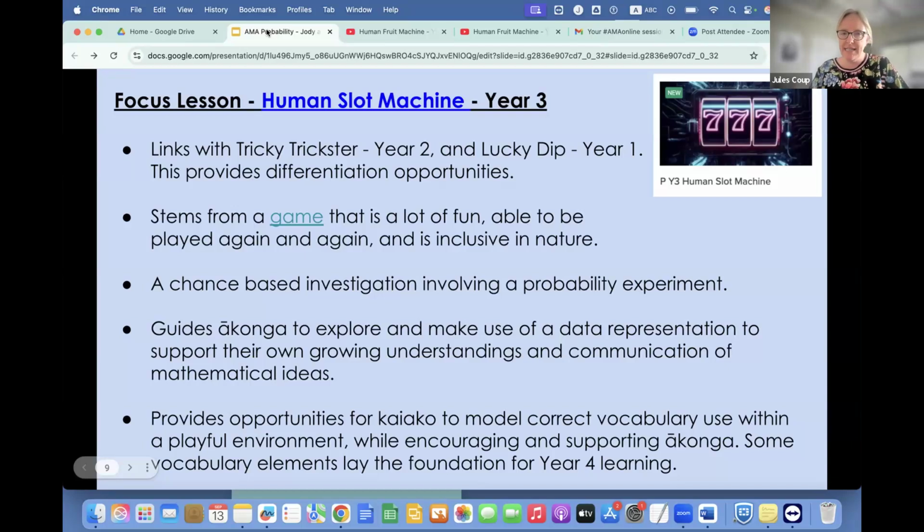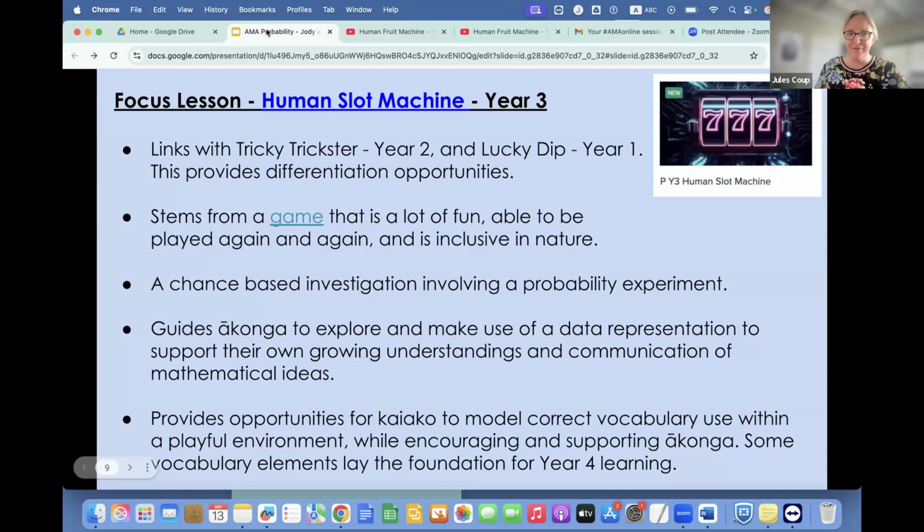So with Lucky Dip, Tricky Trickster, and Human Slot Machine, whatever the children are pulling out of their buckets, the idea is if it's a match, you need the items to all be the same. Or whatever combination they have of non-match items, whether you've got one, two, or three buckets, it's considered a non-match. So that's important information for this.